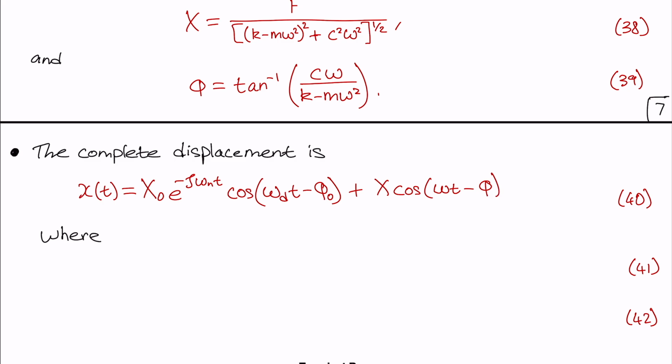And a key thing to note is that in the free response term, we have omega d, and in the steady state response, we have just omega, where omega is the forcing frequency, omega d is the damped natural frequency of the system. So omega d comes from the system itself, and omega is external. It's a frequency that you choose when you're exciting the system, or whatever frequency the system is being excited at, whatever that force comes from.